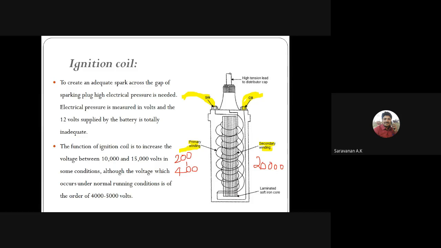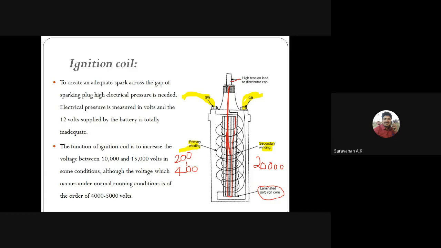So the primary winding is the outer one, and the secondary winding is the inner one, and in between the inner, a soft iron core will be there, right? So the high tension cable is connected to the soft iron core, right? So it is the ignition coil setup. Is it clear? It is the ignition coil setup.